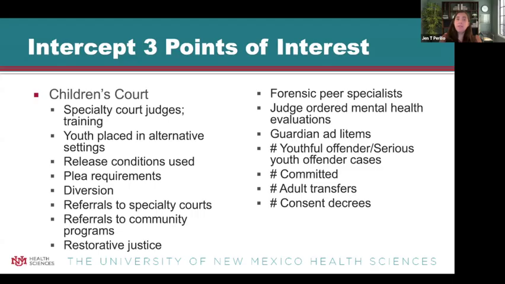In terms of Intercept 3 points of interest, there's the children's court in terms of the specialty training that children's court judges may receive, how often youth are being placed in alternative settings as opposed to correctional facilities, what sort of release conditions are being imposed at that initial hearing process, diversion programs that are being used, etc. At this particular Intercept there is also an interest in how many cases are being adjudicated as either youthful offenders or serious youthful offenders. Serious youthful offender cases are when youth have been accused of first-degree murder and are being found guilty of that particular offense.